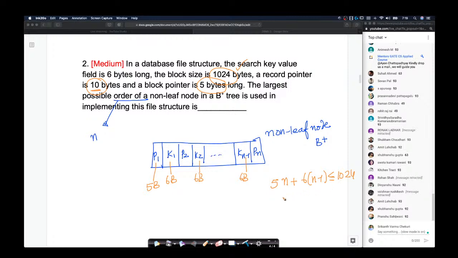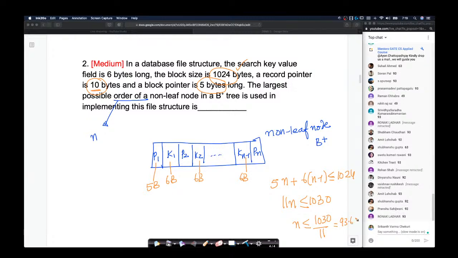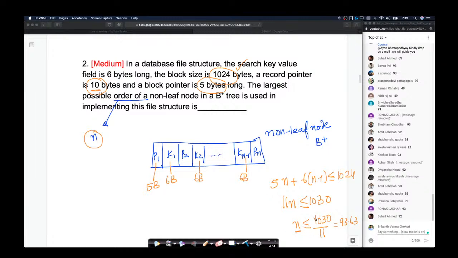Now, if you simplify this, you get 11n is less than or equal to, you take 6 that side, 1030. So you get n is less than or equal to 1030 by 11. Now what is 1030 by 11? You get 93.63, and remember that n is an integer. So what is the maximum value of n which is less than or equal to 93.63? It is 93, not 92, 93.